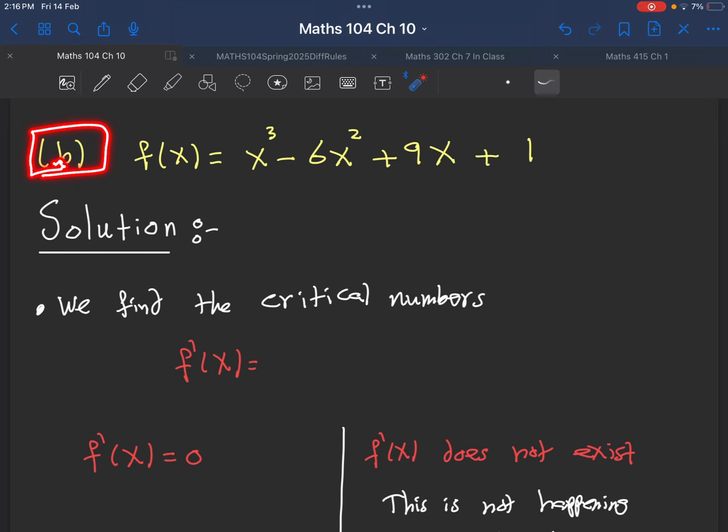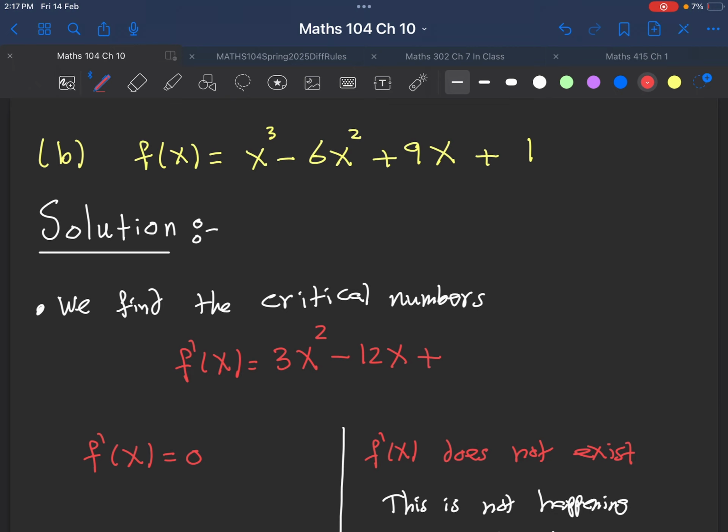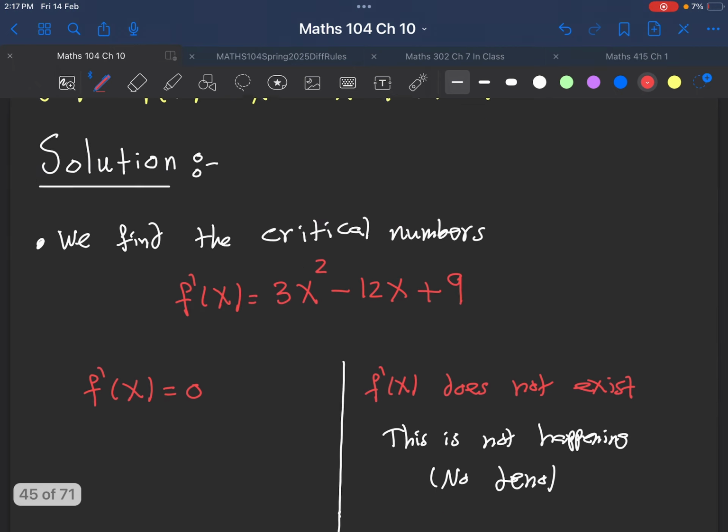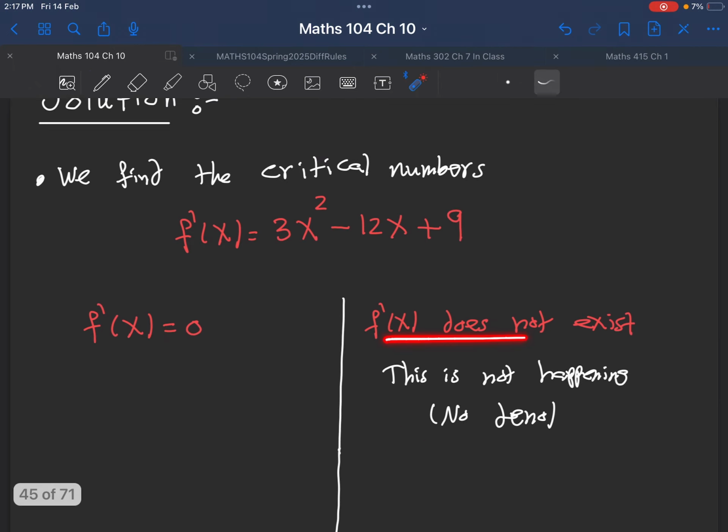Now we go to part B of the same question, where we need to find all in all, which means we need to find increasing, decreasing, concave upward, downward, local maximum, local minimum, inflection point, and we sketch the graph. This time we have a cubic function, and as the first step, as we just did, we need to find the critical numbers. What are the critical numbers? We need to find the derivative. It will be 3x^2 minus 12x plus 9.